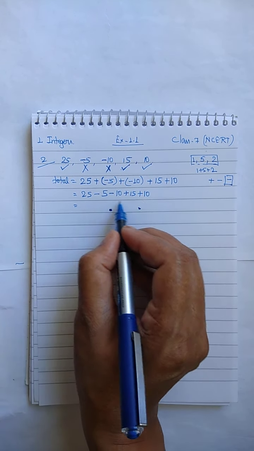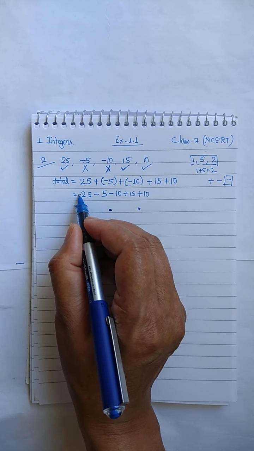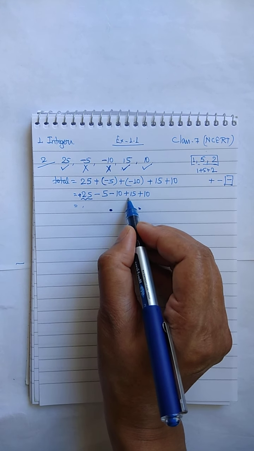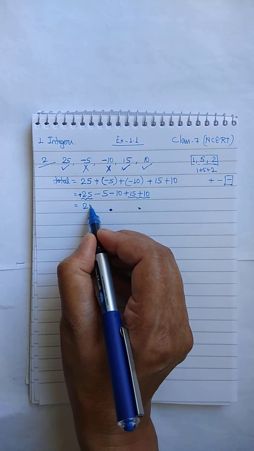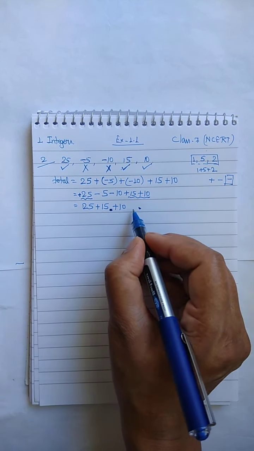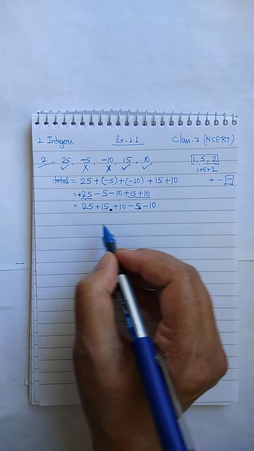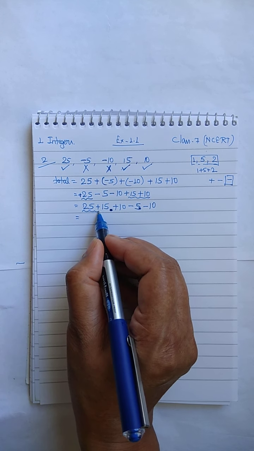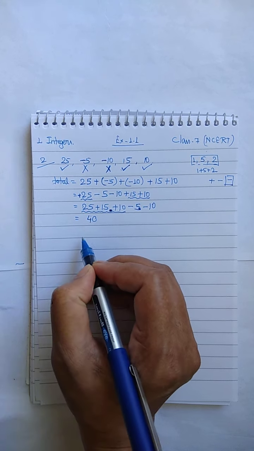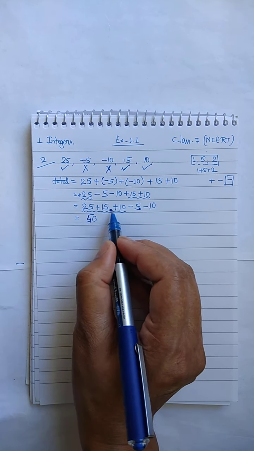Okay, now how to solve this? If no sign is here, that means it is plus. So all plus taken together means this and this two. So 25 plus 15 plus 10, and all minus in one place, minus 5 minus 10. Okay, now 25 plus 15 plus 10, 40, 50, sorry. This is 50.